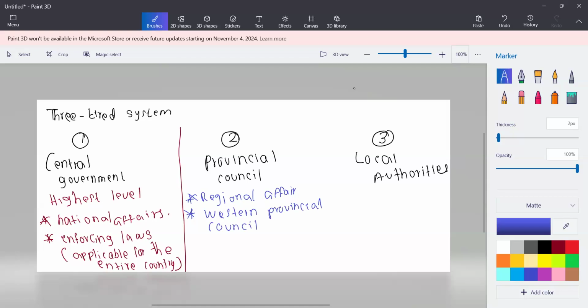Who are the local authorities, children? The local authorities, have you all heard about this municipal council, urban council, Pradeshya Sabha? Have you all heard about them? In the theory, the free class and all, I taught, no? Very good. KMC, very good.